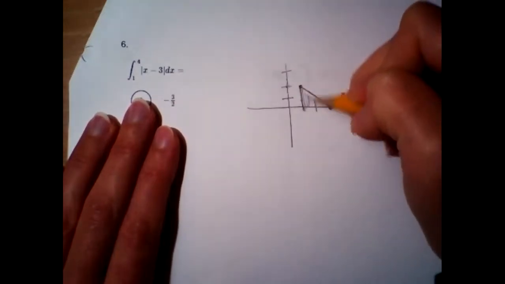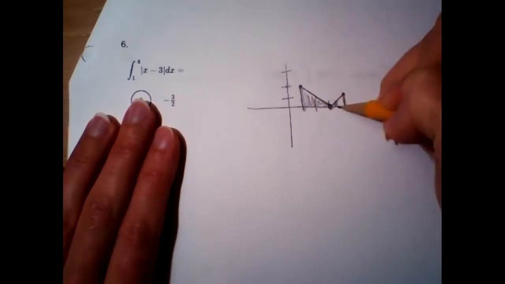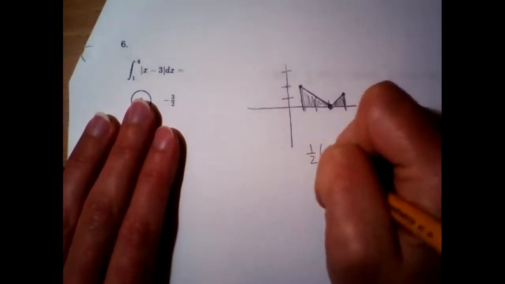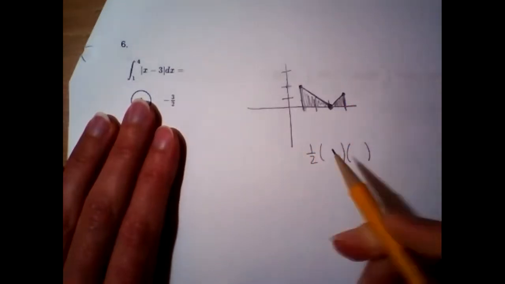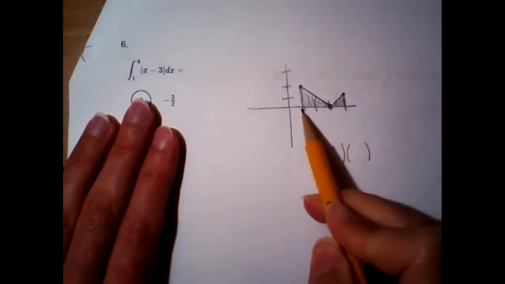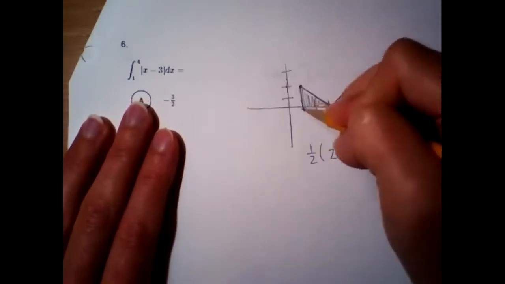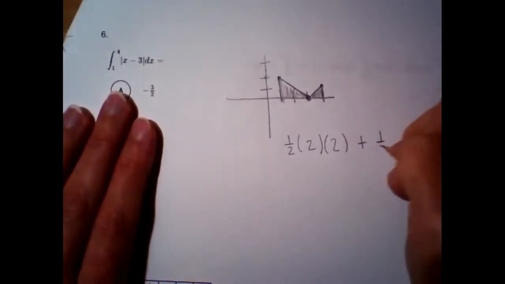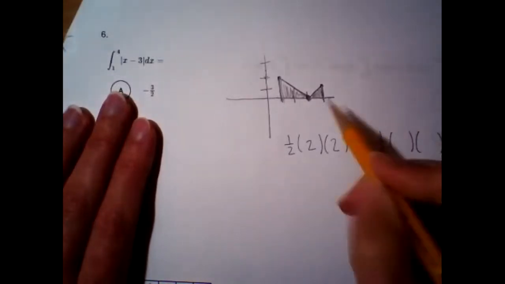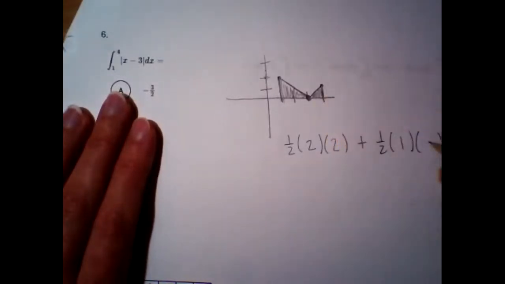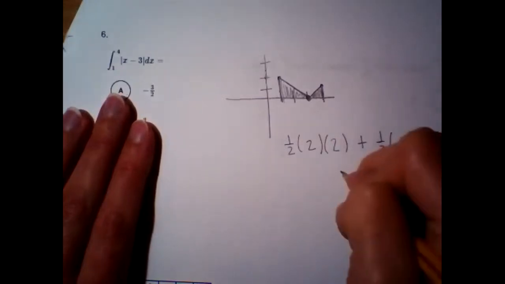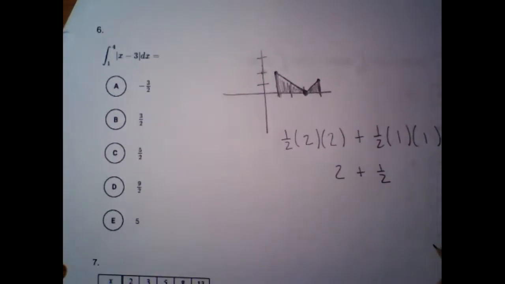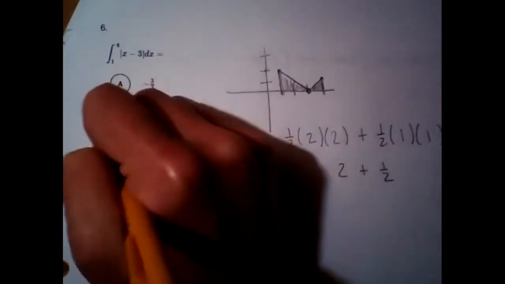So you get these two triangles, like lopsided kitty cat ears. And your area of a triangle is 1/2 base times height. So the base for this first one is 2. The height is also 2. And then the other triangle, 1/2 base times height, the base and the height are both 1. So this is going to be 2 plus 1/2. So 2 1/2 or 5/2.